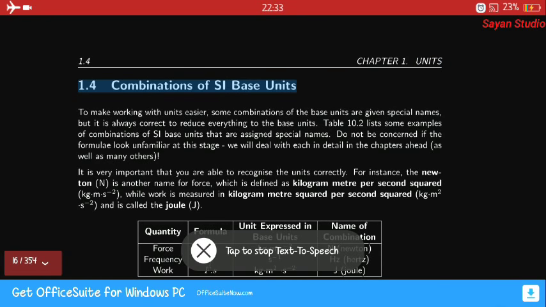1.4 Combinations of SI base units. To make working with units easier, some combinations of the base units are given special names. But it is always correct to reduce everything to the base units. Table 1.2 lists some examples of combinations of SI base units that are assigned special names.